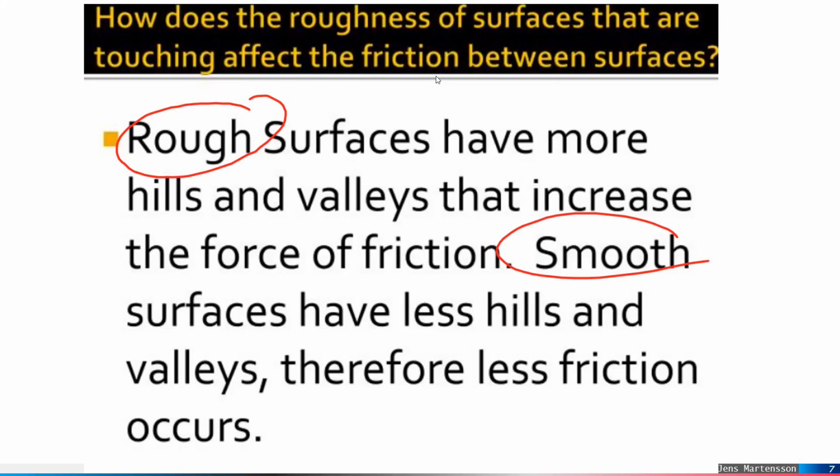The rough surfaces have more friction. Why do they have more friction? Because they have more hills and valleys. But the smooth surface has less friction. Why? Because it has fewer hills and valleys. That's how the roughness affects the friction. The rough surface has more friction. The smooth surface has less friction.